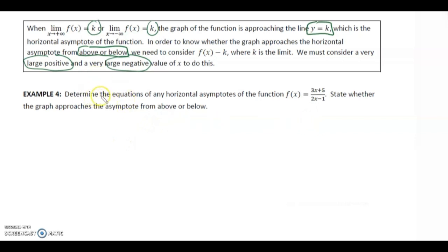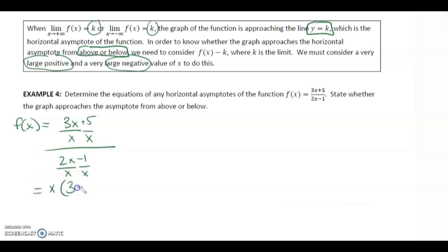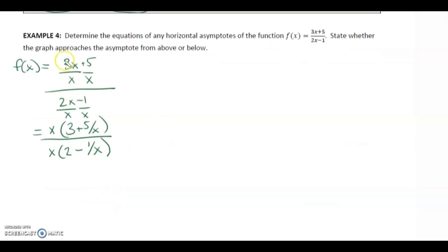So, example 4. Determine the equations of any horizontal asymptotes of this function here, f at x equals 3x plus 5 over 2x minus 1, and state whether the graph approaches the asymptote from above or below. So, we can go ahead and factor out the x's. So, 3x plus 5, we're going to factor out the x's. And then we have 2x minus 1, factor out the x's. We're given the equation x bracket 3 plus 5 over x, over x bracket 2 minus 1 over x. Again, it doesn't actually matter if you divide the numerator by 3x and the denominator by 2x, as long as you're factoring out the largest x value, the largest variable.